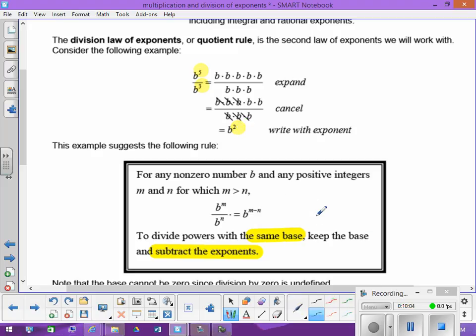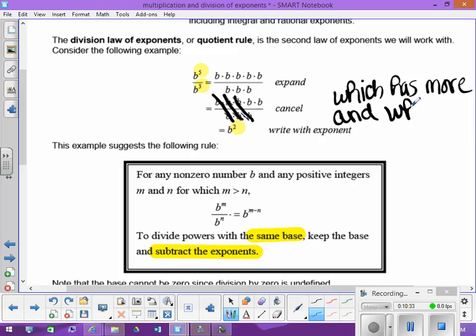However, we need to write a lot of these out, because these are the ones that are missed a lot. If we write this out, b to the fifth, it's 5 of them, b to the third. Every time we have one top and bottom, it cancels out. You need to ask yourself the question. I want you to write this out to the side. Which has more and where? You need to be thinking about that.